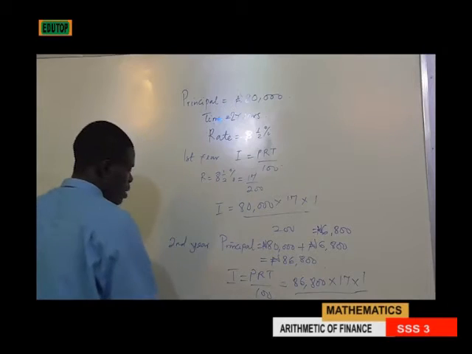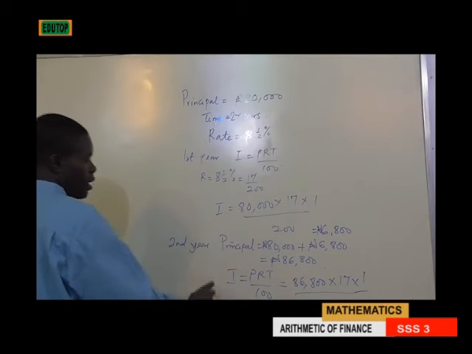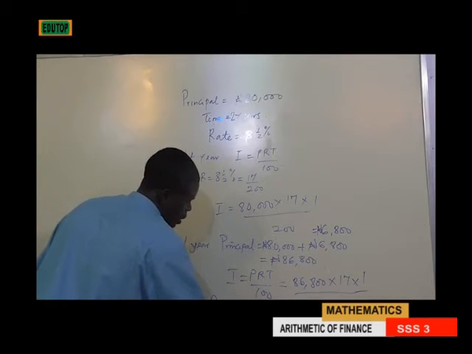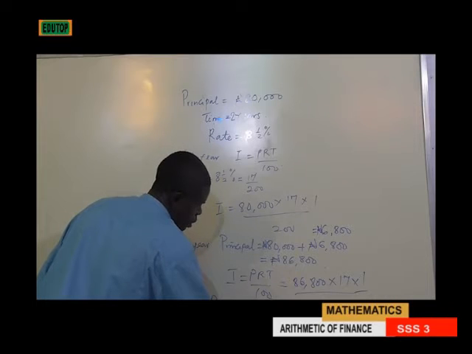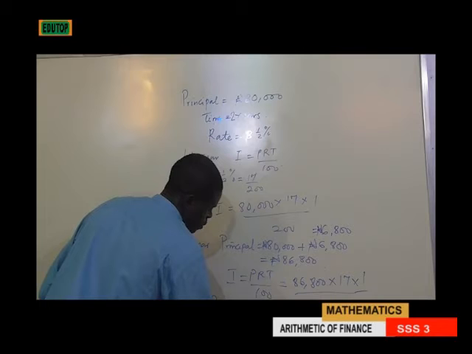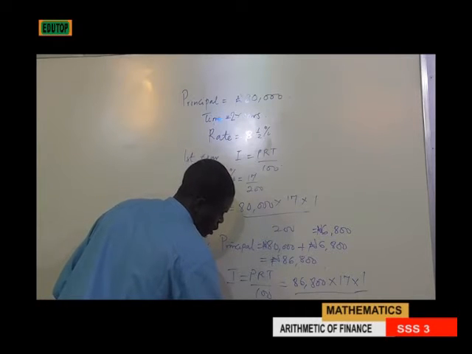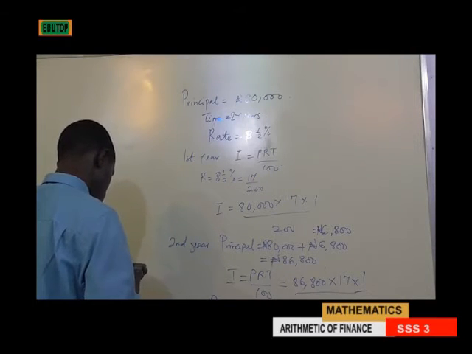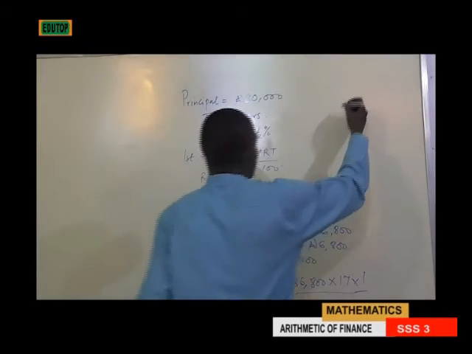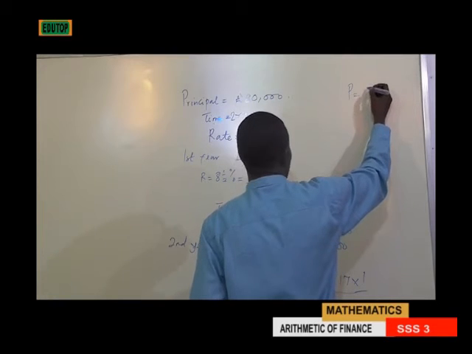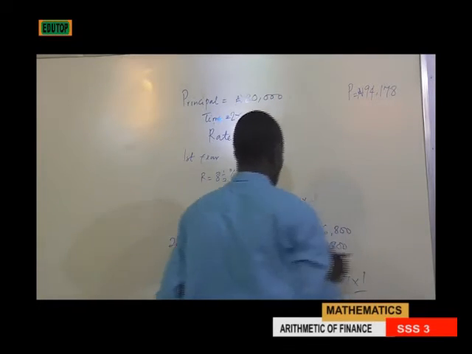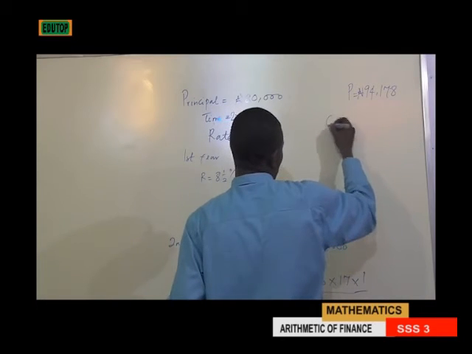so will give us 7,378. So if we want to determine the principal here, it will now be 86,800 plus 7,378 plus 86,800. So that will give us 94,178.